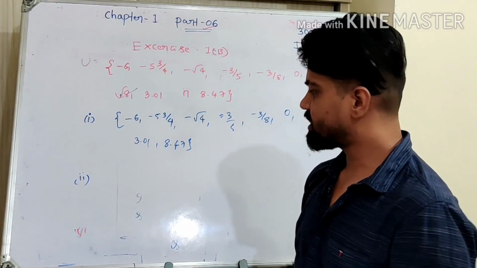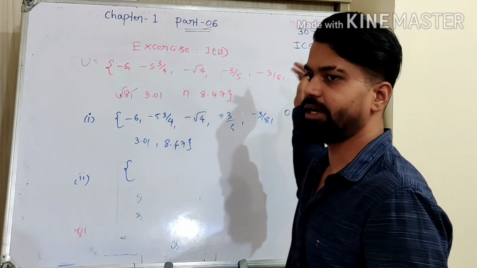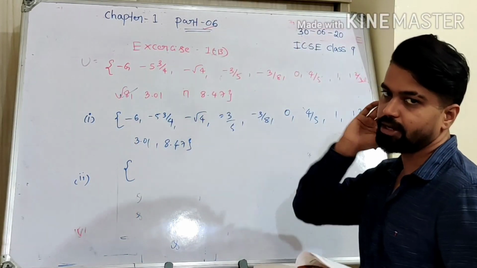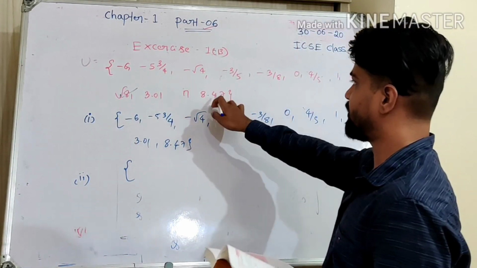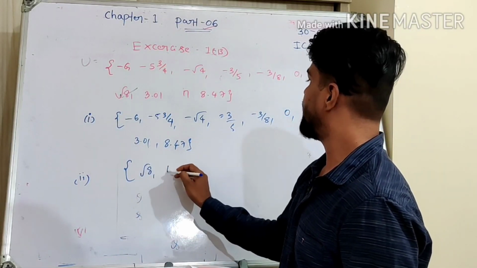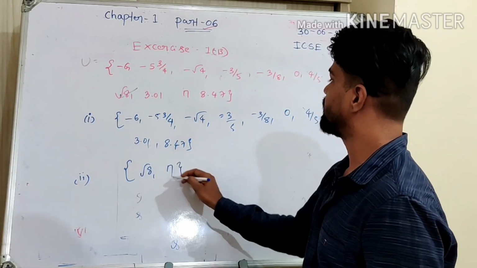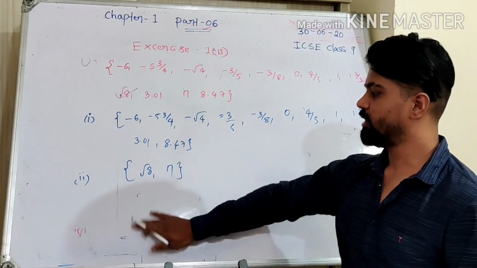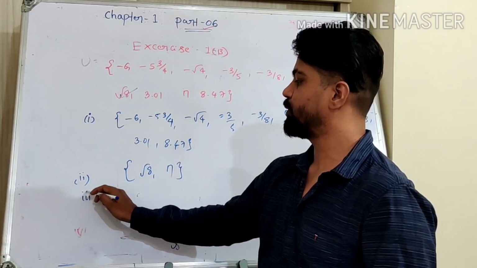Second one, set of irrational numbers. That means in the universal set, all are rational except the remaining, which are irrational, right? So whatever is left out here is going to be irrational. What is left out is √8 and pi. That's it. So they are irrational. Okay. So the remaining 3 and 4, you are going to do.